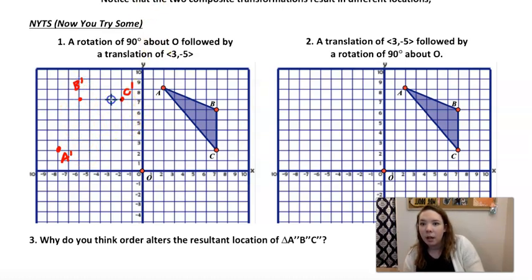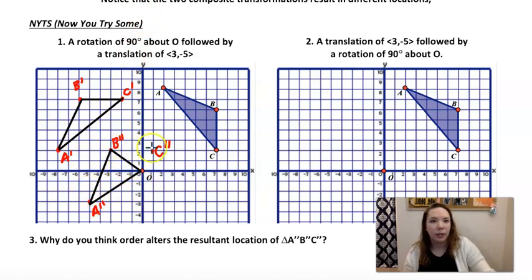Okay, so this would be our first transformation, but now we have to go right 3 and down 5. 1, 2, 3, 1, 2, 3, 4, 5. So this would be C double prime. Again 1, 2, 3, 1, 2, 3, 4, 5, B double prime. And again 1, 2, 3, 1, 2, 3, 4, 5, A double prime. So this would be our final image, our final answer.